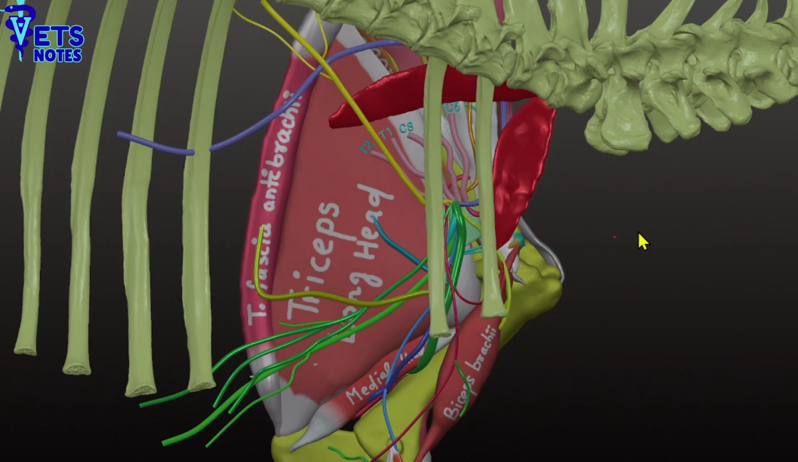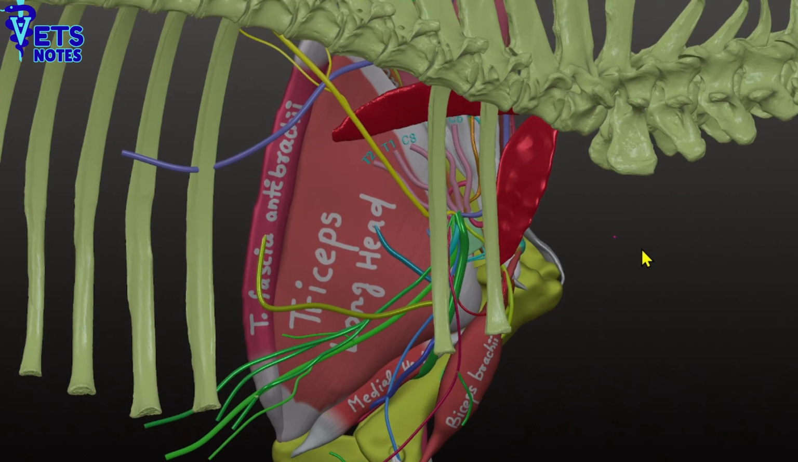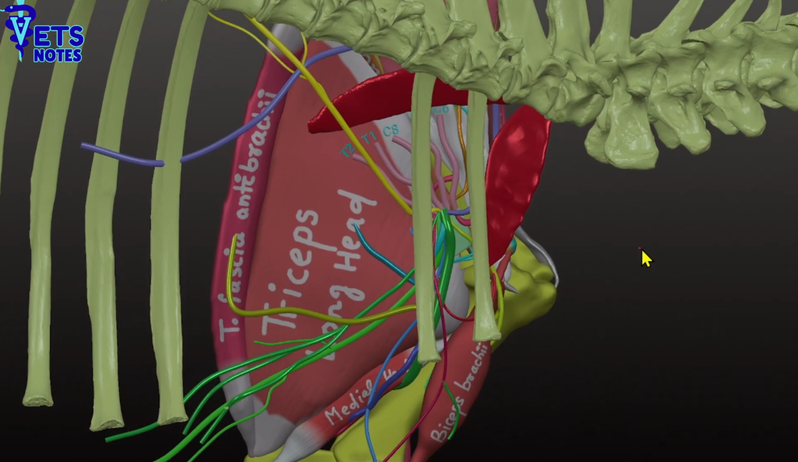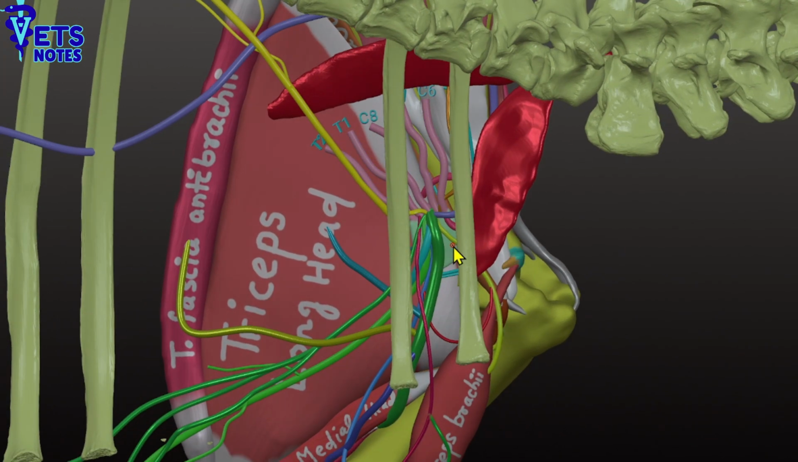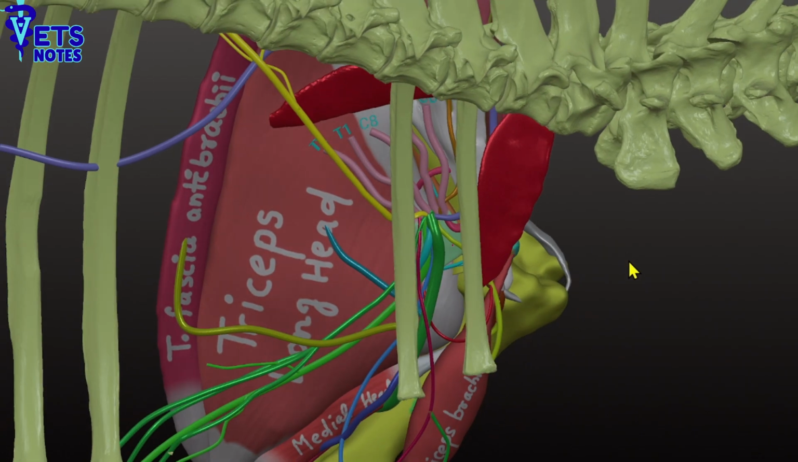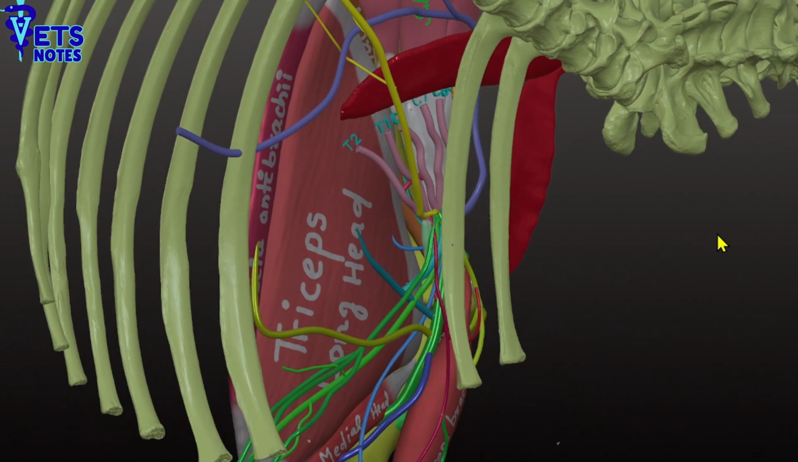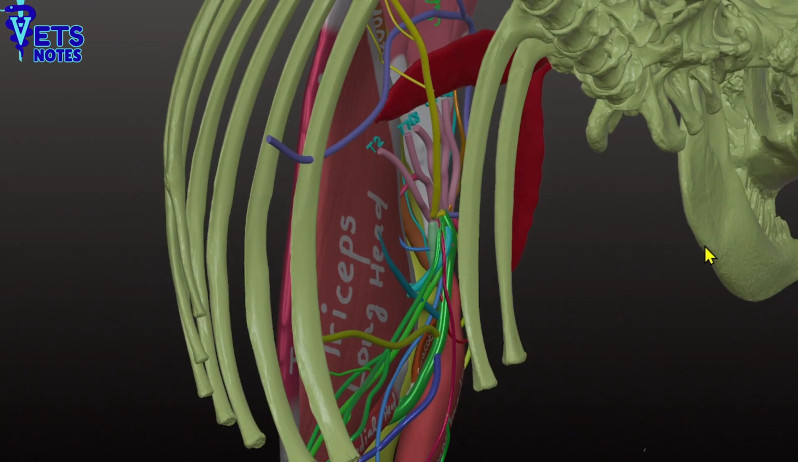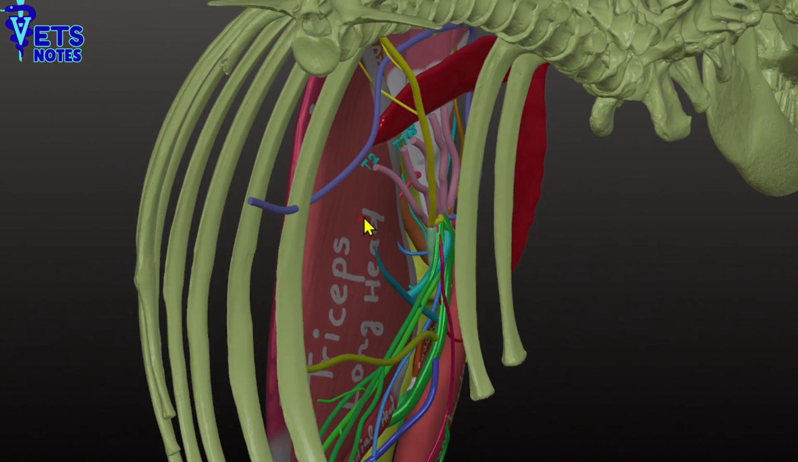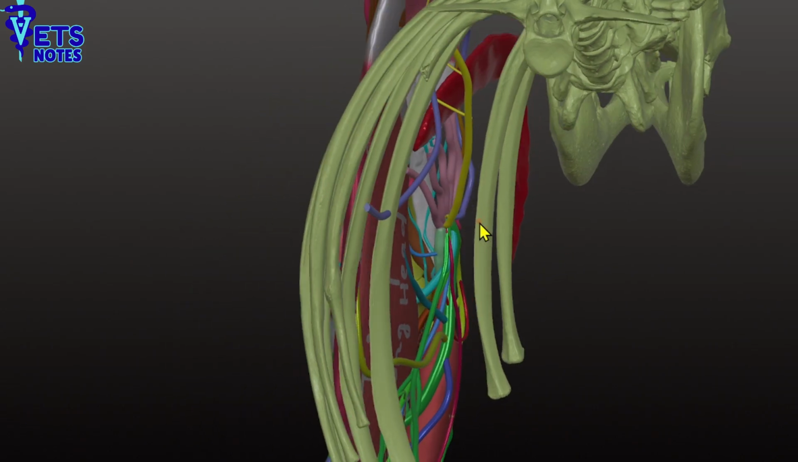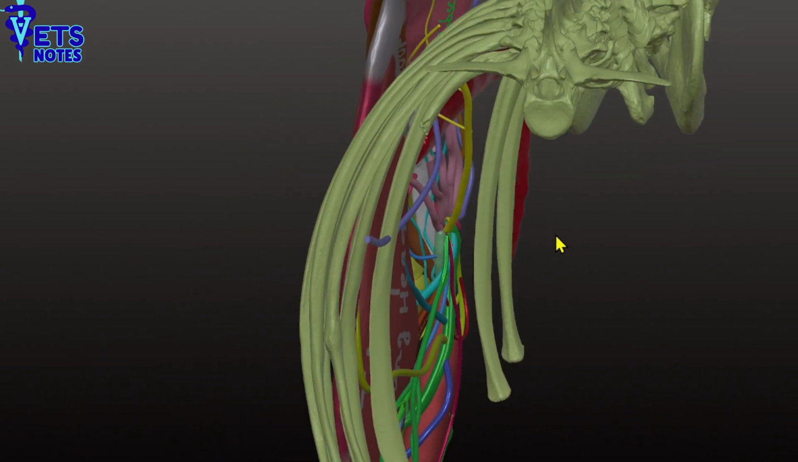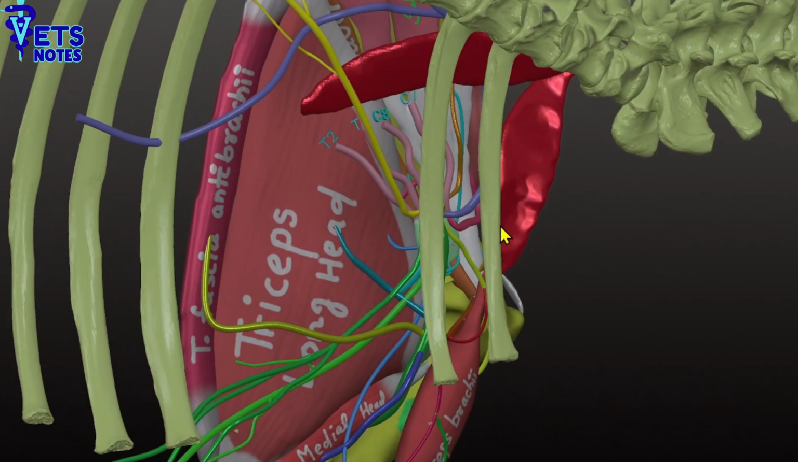Welcome everyone. In this lecture video, we are going to discuss the brachial plexus, a very important topic. So now you can see this is called the brachial plexus, meaning a network of nerve fibers. You can see it at this angle. It is present between the medial surface of the shoulder and the lateral aspect of the thoracic wall. You can see this is the thoracic wall and the medial surface of the shoulder. Here it is present.